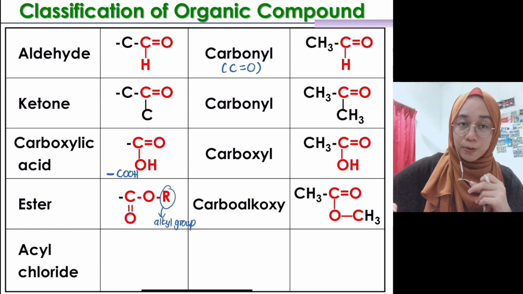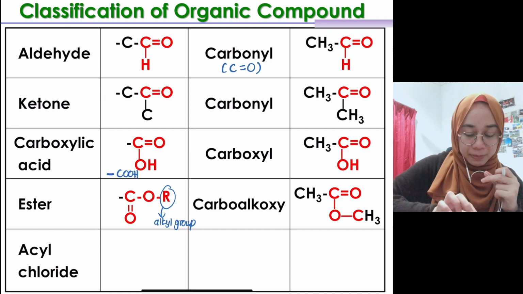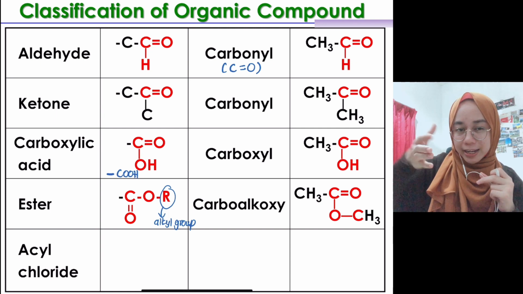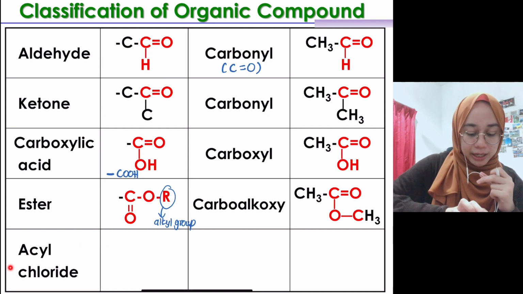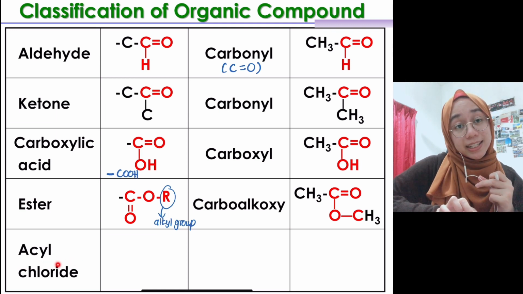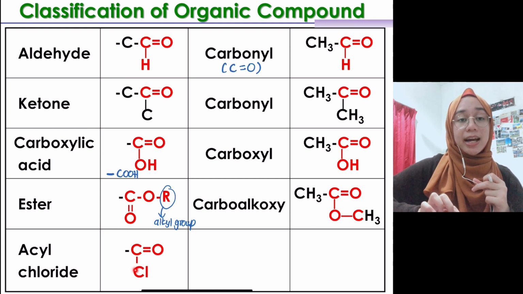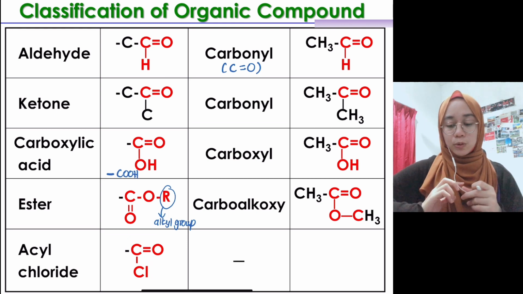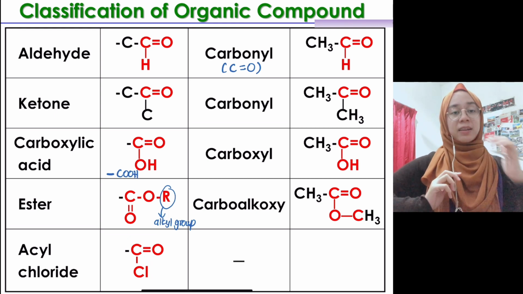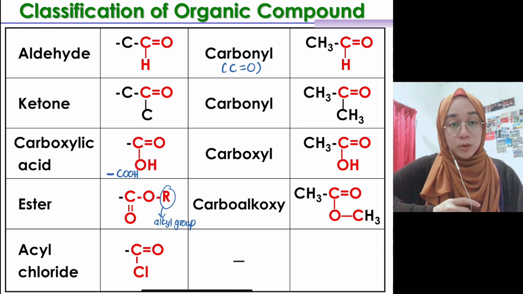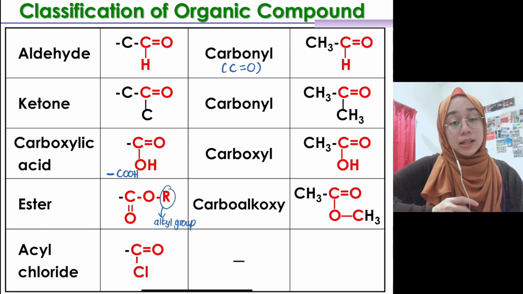So this is another one yang ada C double bond O juga. Tapi misalnya kamu boleh figure out apa yang ada. Daripada nama ni, you can see that dia ada perkataan chloride. Chloride adalah apa? Cl. Kan? So bermaksud C double bond O tersebut, dia ada Cl yang attach dengan C tersebut. So ini dipanggil sebagai acyl chloride. So untuk yang ni, there is no specific functional group name untuk dia. So dia ada nama class of compound saja.